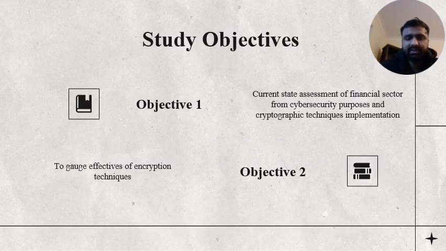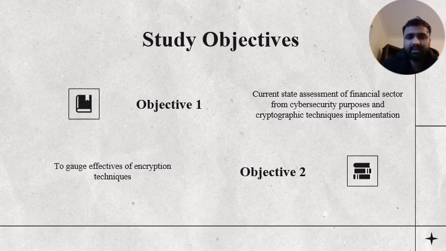So what were the study objectives? There were two objectives. Objective number one was the current state assessment of the financial sector from cybersecurity purposes and cryptographic techniques implementation. So first, what is the current state of the financial sector regarding these cryptographic technique implementations for the financial data and all that stuff. And the second was to gauge the effectiveness of encryption techniques on these data. So these were the two study objectives that we had in mind and moved forward on.